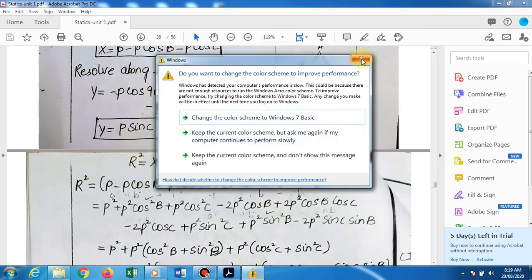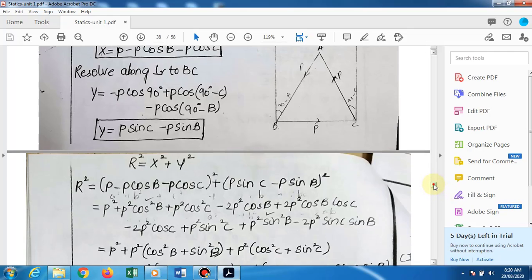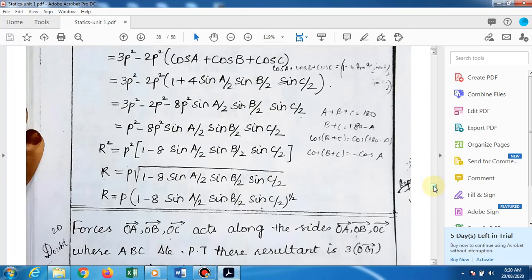Then the resultant R square is equal to X square plus Y square. Here you write the formula for (A plus B plus C) whole square, which I have given above. By applying the formula, you find the value of R square. You just take note and you will get the answer. R square is equal to P square into (1 minus 8 sin A/2 sin B/2 sin C/2). Then R is equal to P into square root of (1 minus 8 sin A/2 sin B/2 sin C/2), that is, R is equal to P into (1 minus 8 sin A/2 sin B/2 sin C/2) whole to the power 1/2.